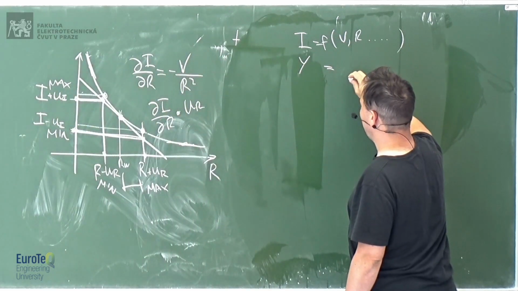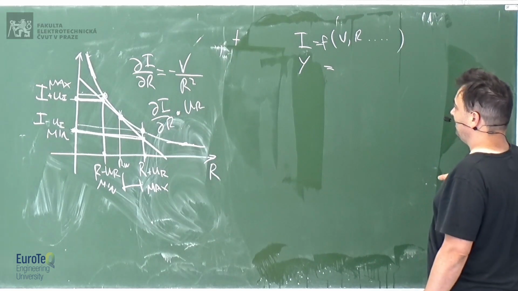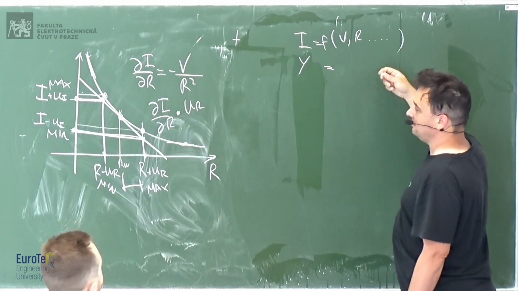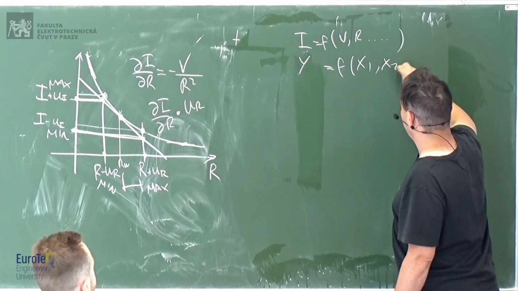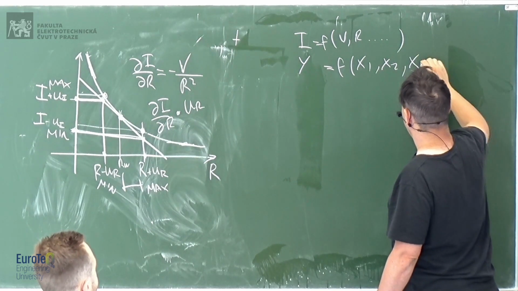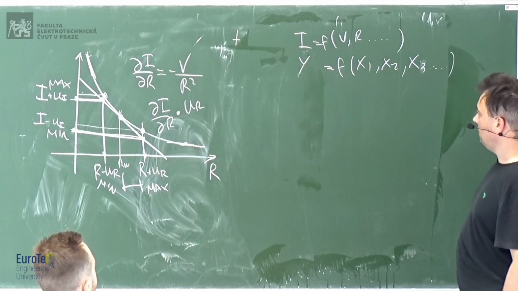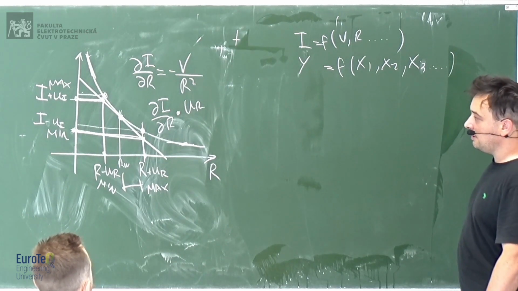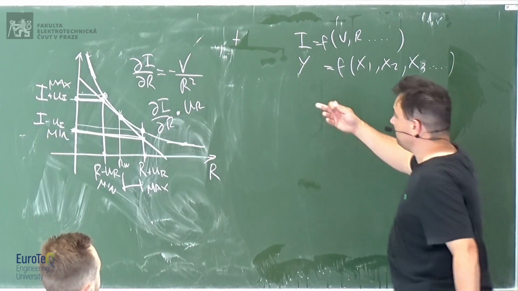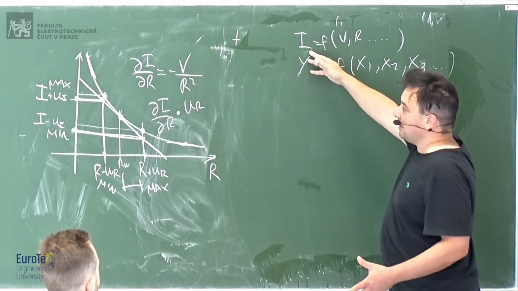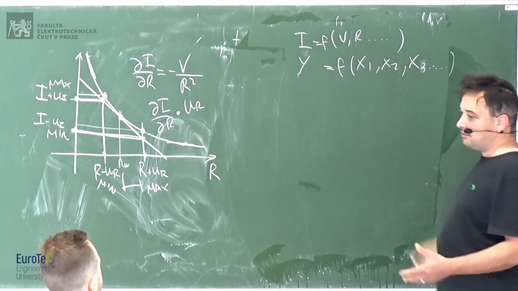So Y is a function of different variables. So it's a function of x1, x2, x3, and so on. There could be several different values in the circuit which give a contribution to the uncertainty. In that circuit, very simple, we have Y as the current, because at the end we want to measure the current, and it was affected by the voltage and the resistance, okay?